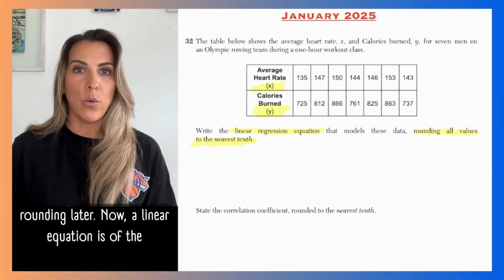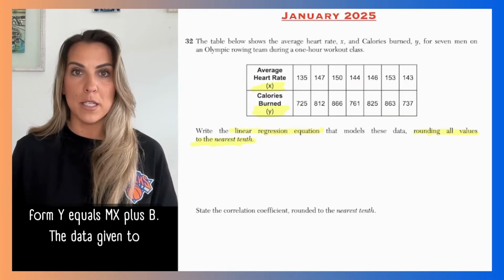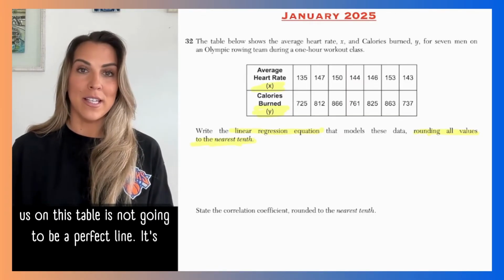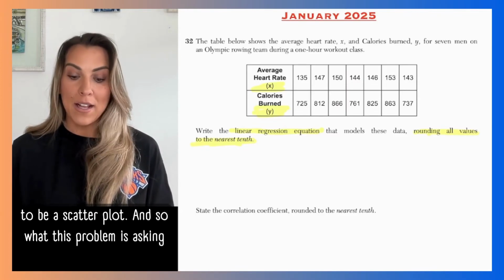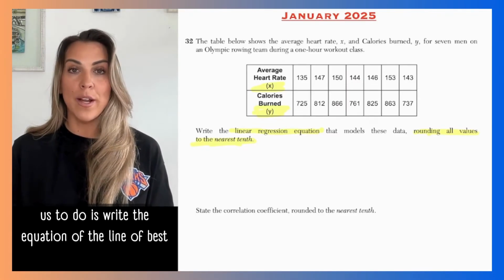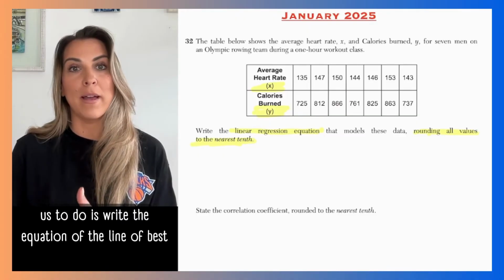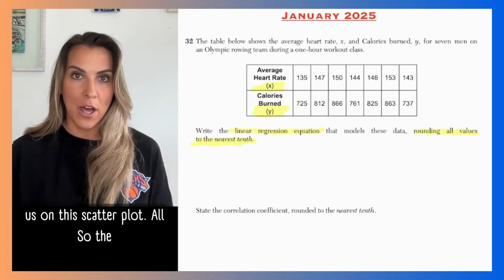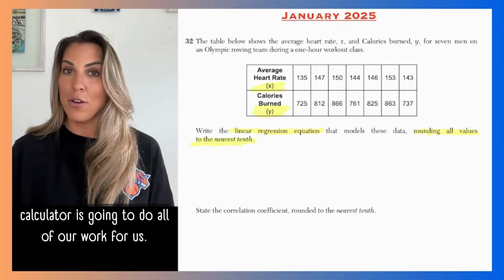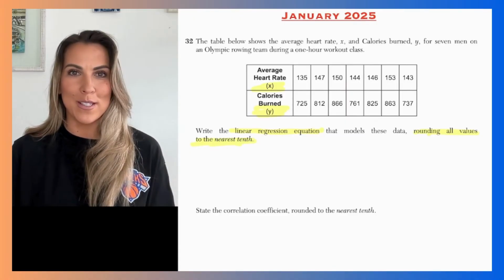Now, a linear equation is of the form y equals mx plus b. The data given to us on this table is not going to be a perfect line. It's going to be a scatter plot. And so what this problem is asking us to do is write the equation of the line of best fit that can model the data that's given to us on this scatter plot. All right. So the calculator is going to do all of our work for us.